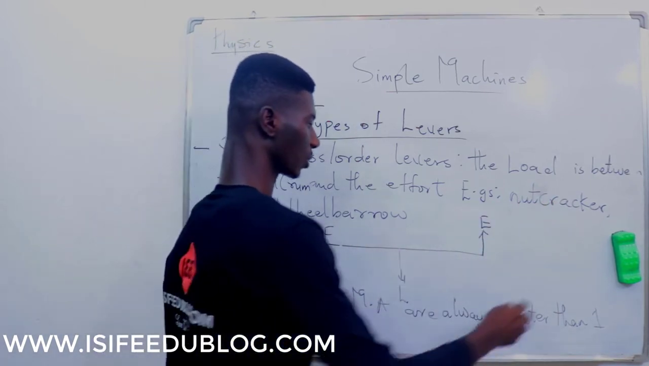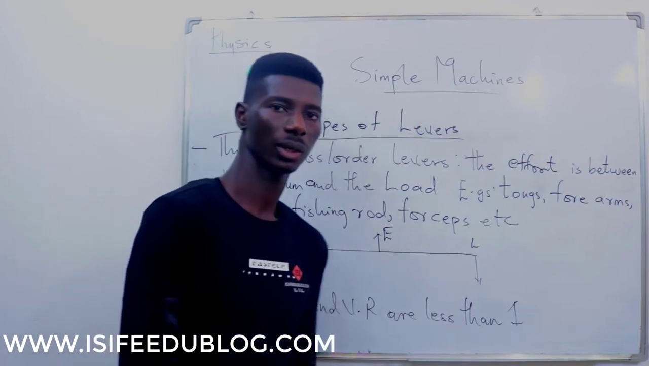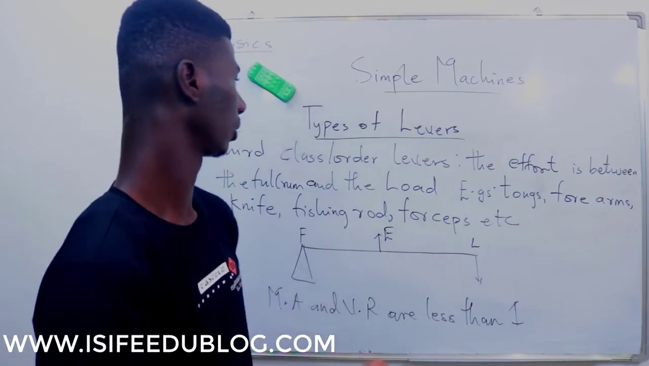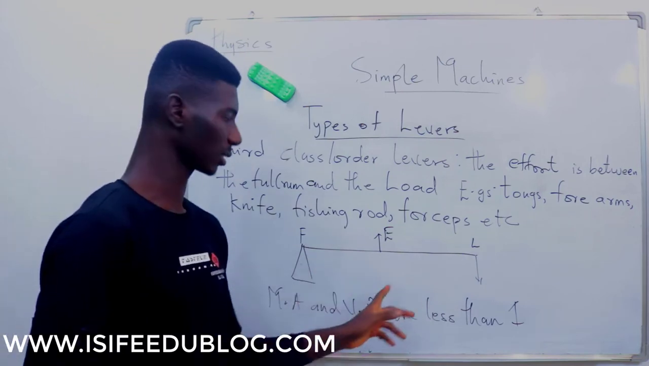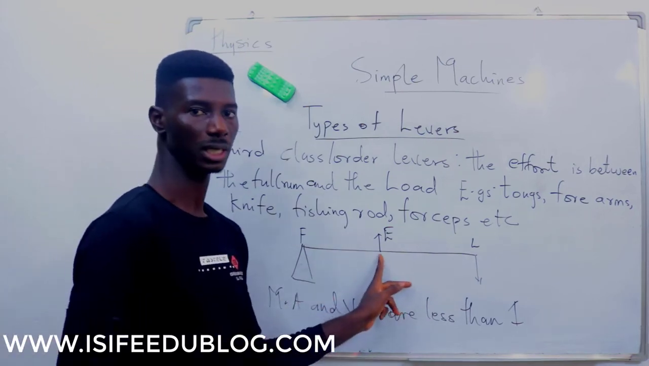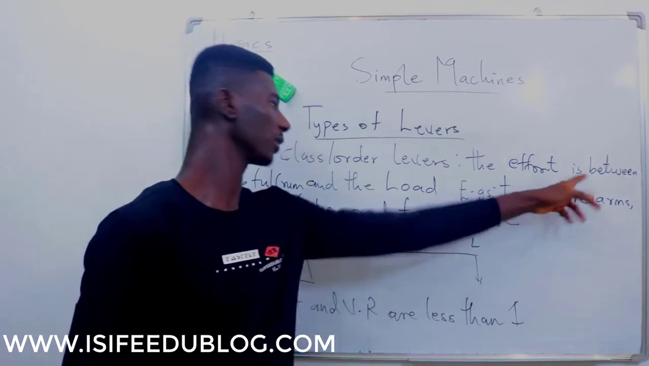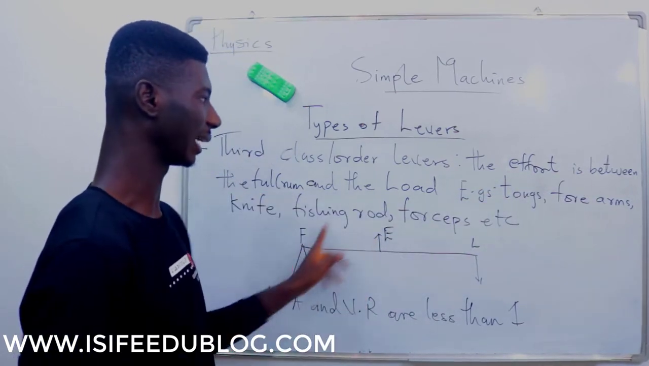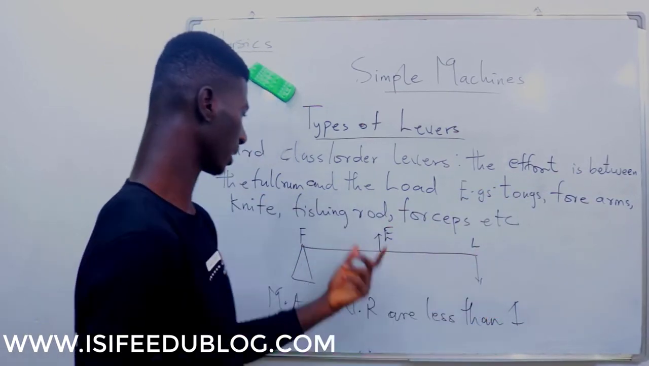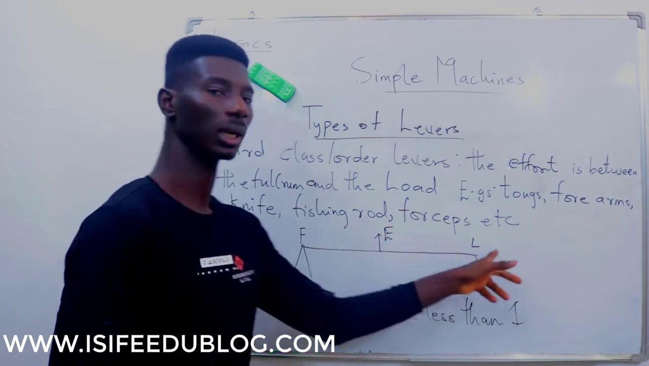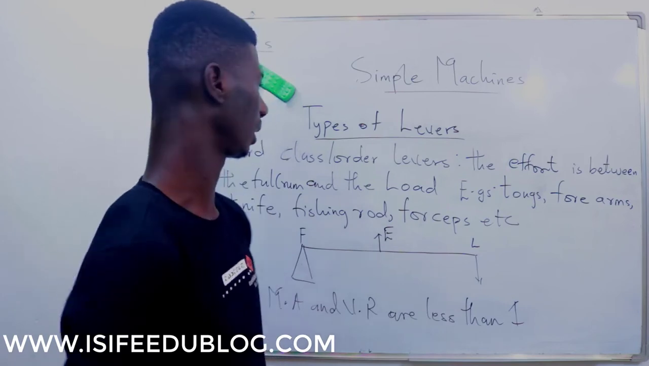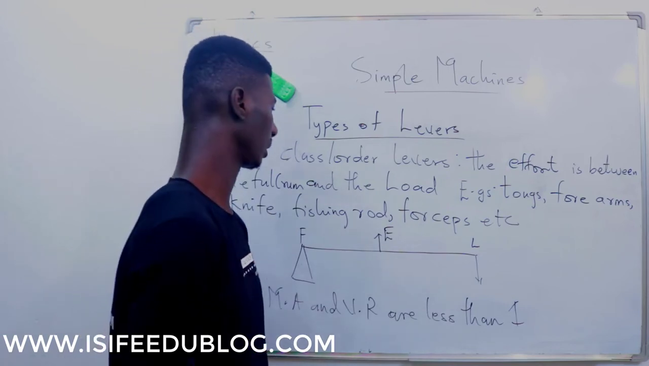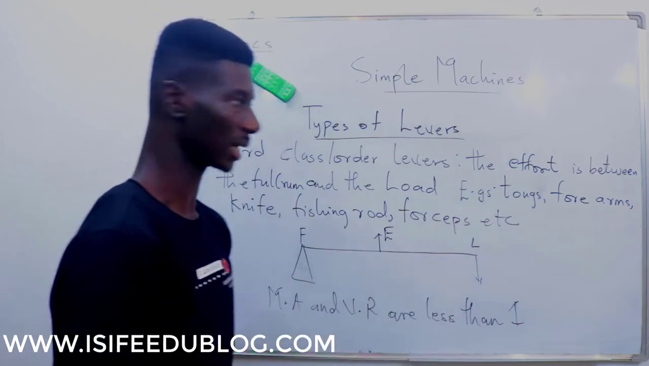So we'll move over to the next one now. Okay, now we have the third class lever here. In a third class lever, there is just a shift in the effort this time around. As you can see, the effort is between the fulcrum and the load. So once the effort is between the fulcrum and the load, you call that a third class lever.